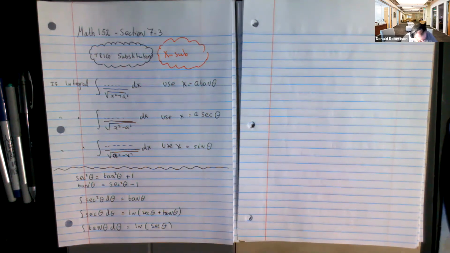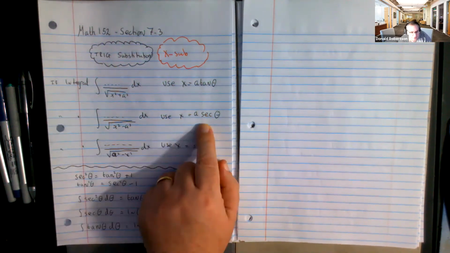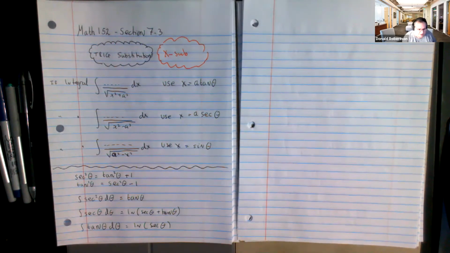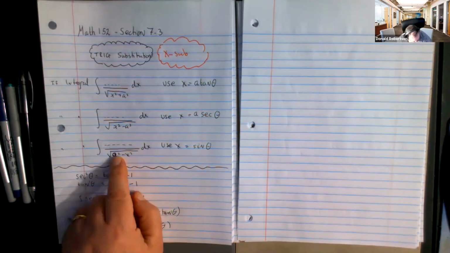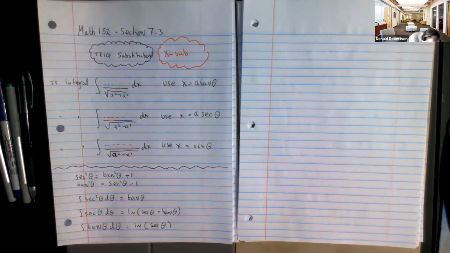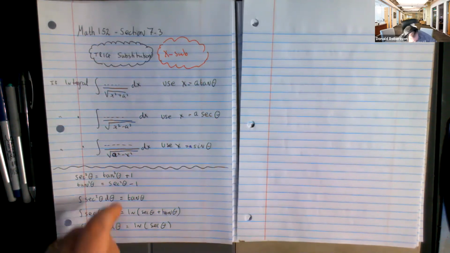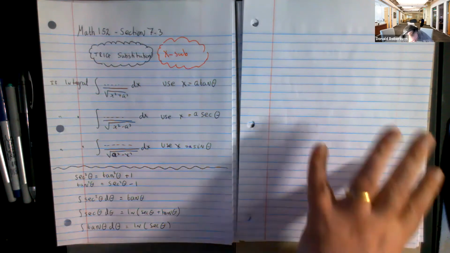When the square root has x squared, take away a squared, you know, like x squared minus 9, you're going to use the substitution x equals a secant theta. And lastly, when it's a squared minus x squared, basically switch these 2 around, you're going to use x equals a sine theta. What I've got down here are some trig identities and some trig integrations, and when I end up using them, I'll stick them here.